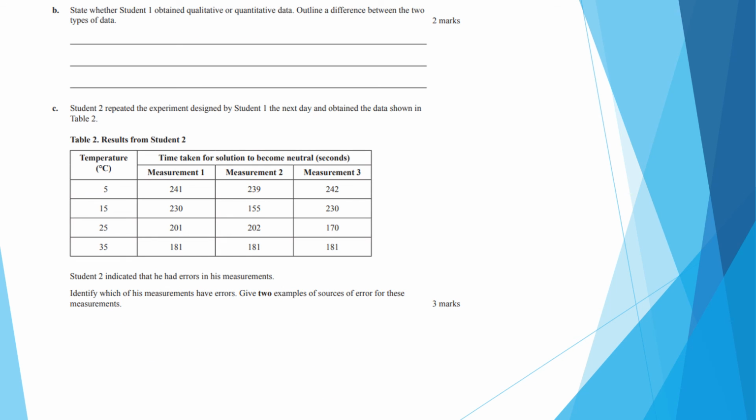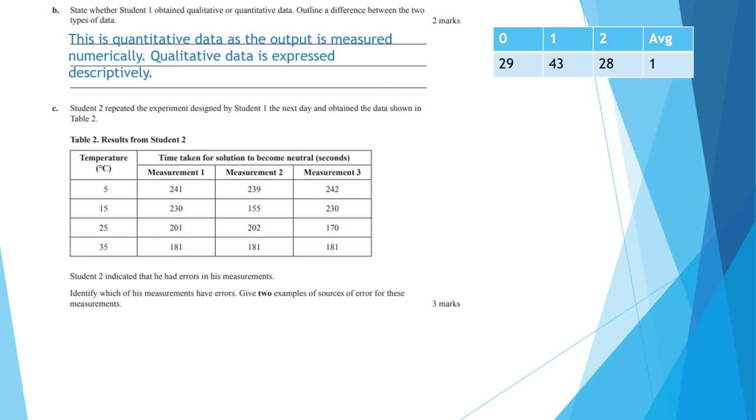Part B asks you whether this data is qualitative or quantitative. It is quantitative as we're measuring numbers, and it asks you to outline the difference between the 2 types of data. Quantitative data is measured numerically, whereas qualitative data is expressed descriptively.